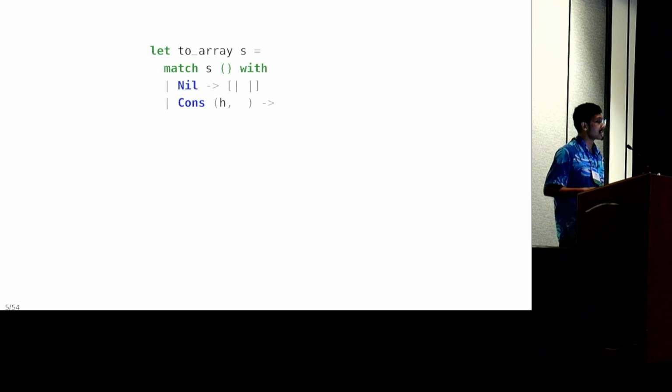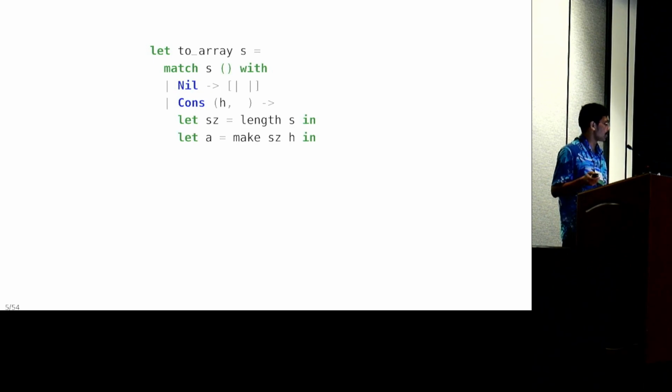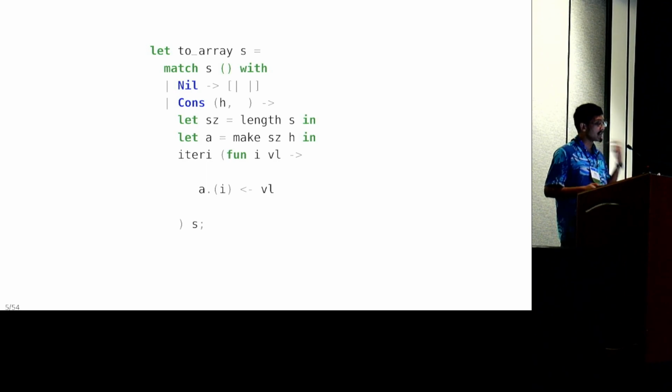In the case where the sequence is not empty, we're first going to calculate the length of the sequence using a helper function. Once we know the size, we can allocate an appropriately sized array, passing in the head of the sequence as a default value. Now to populate the array, we're going to use a helper function, iterI, that traverses over the sequence, calling a user-provided function at each element, passing in the index of iteration I, and the current element being visited VL. We simply use these two values to insert the element into the corresponding location in the array. And then to complete our function, we just need to return our populated array.